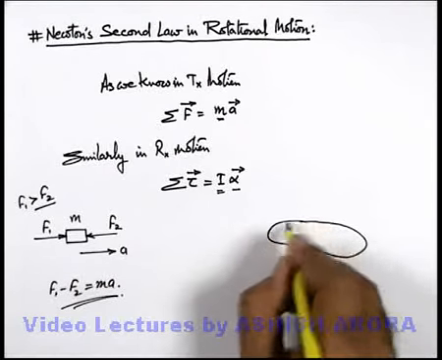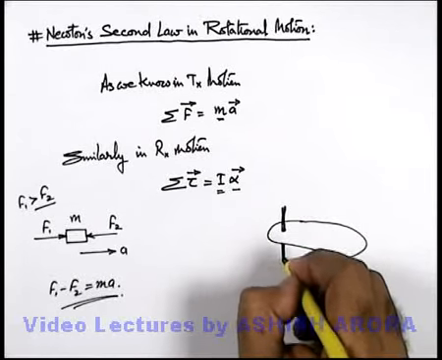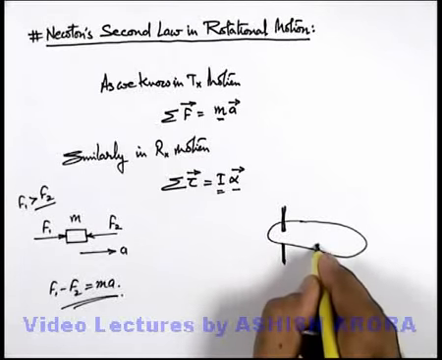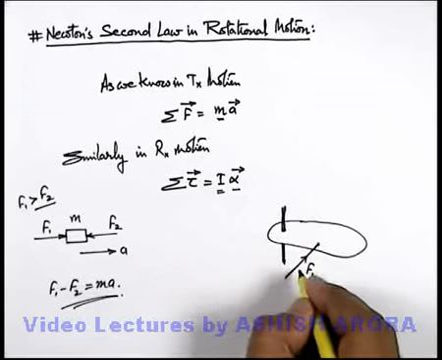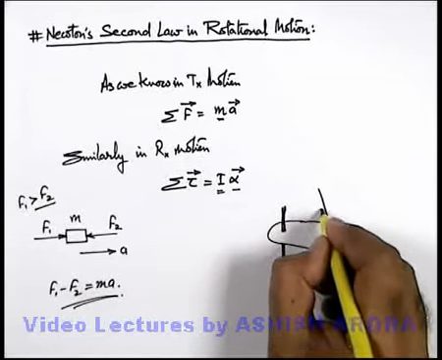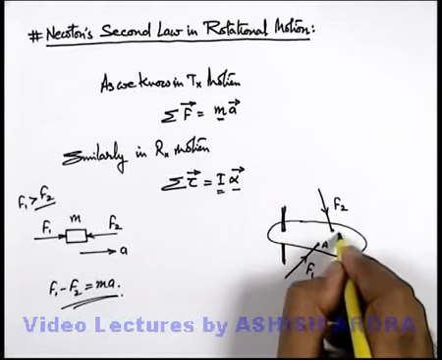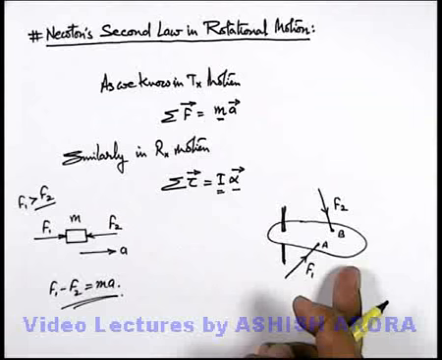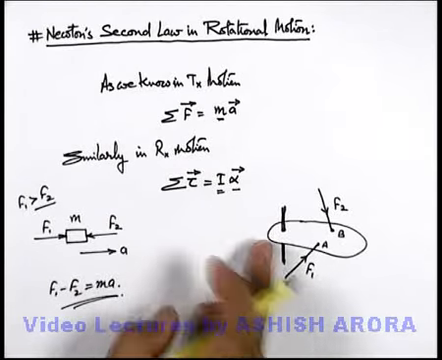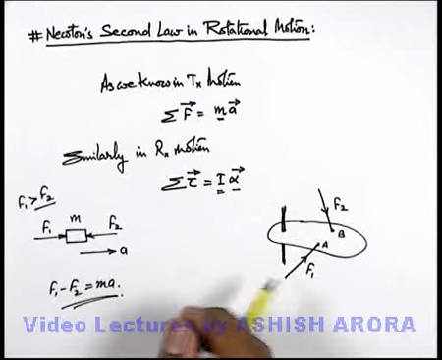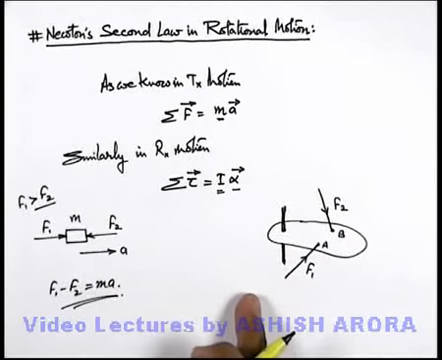Similarly, say we have a rigid body which is pivoted about a given axis of rotation, and the body is experiencing a force F1 at a particular point, and another force F2 is applied at another point. So these points are A and B. Here we can see that due to the force F1, the body will experience a torque in an anti-clockwise manner, and due to the force F2, the body will experience a torque in a clockwise manner.